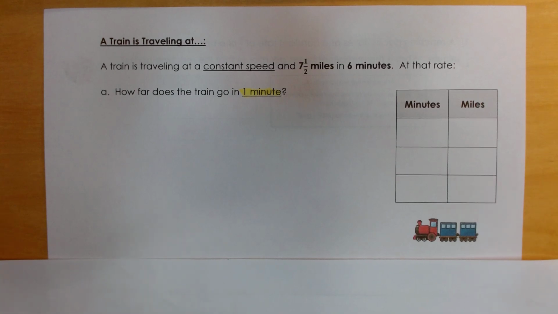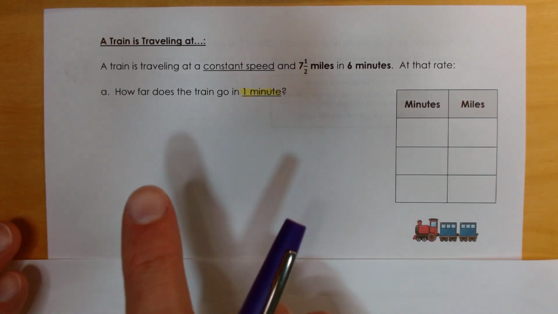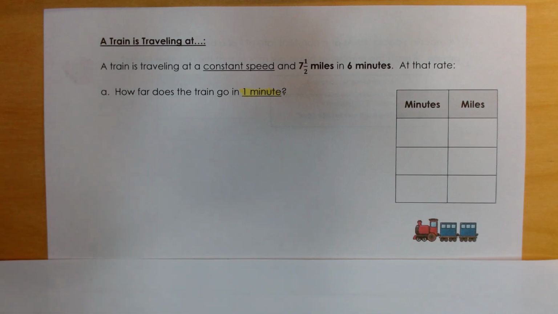In this unit, we're going to be spending a lot of time with fractions, decimals, and percents. So for this first video, let's take a look at some ratios and rates that have fractions in them. Our first example is a train is traveling at a constant speed, which means it's going the same speed throughout its journey, at 7.5 miles in 6 minutes. At that rate, how far does the train go in 1 minute?